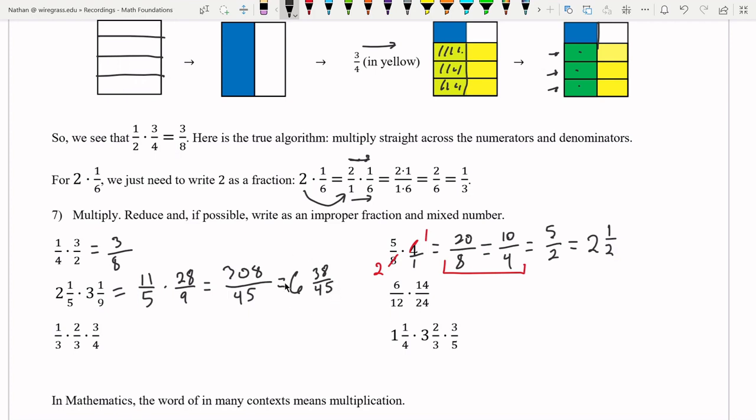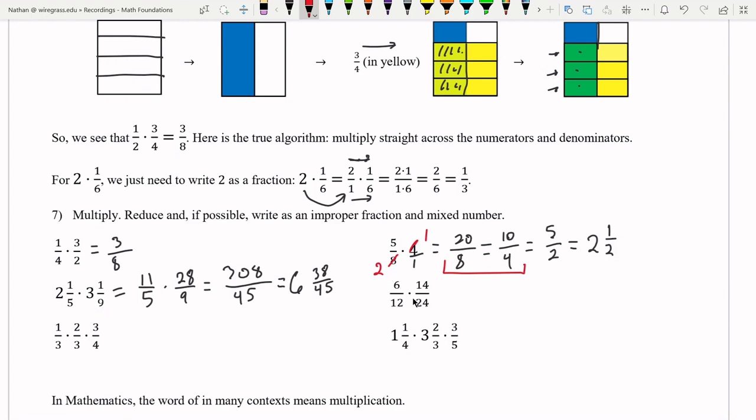I don't believe there's any way of reducing that. So that's our answer there. Okay, for this one, I can cross cancel. There's lots of things I can reduce by. I can reduce 6 and 12, I can reduce 14 and 24, or I can go across the multiplication sign.